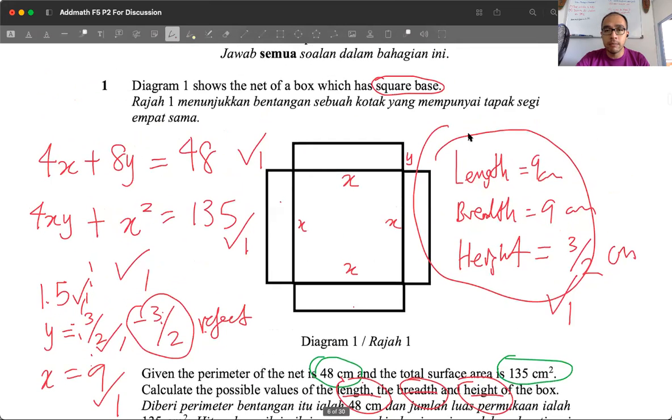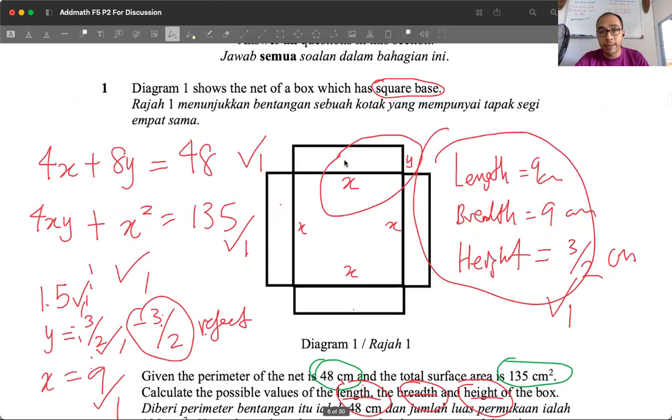Another thing that maybe some of you need to work on is don't be afraid to introduce the letters X and Y to represent something. Okay, so I can say that the length, okay, is represented by X. The height is represented by Y. Okay, very important. Okay, kalau kamu tulis the breadth, the breadth is represented by Y kan salah because it's a square base. Panjang dan lebarnya adalah sama sebab dia adalah square base.